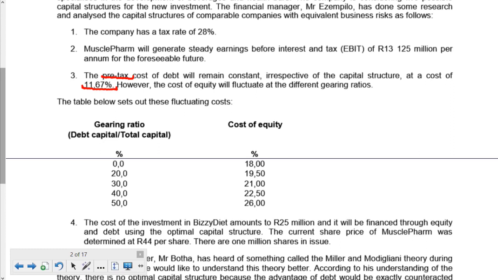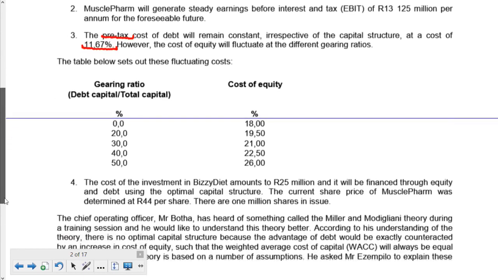The current share price is 44 rand a share. There are 1 million shares. So from that, you can work out the market value of equity. Do you agree? And then they said the current debt to equity is 20/80, so you can balance back to debt, isn't it? And then as the debt to equity changes, so that will change. Let me see what else they say.